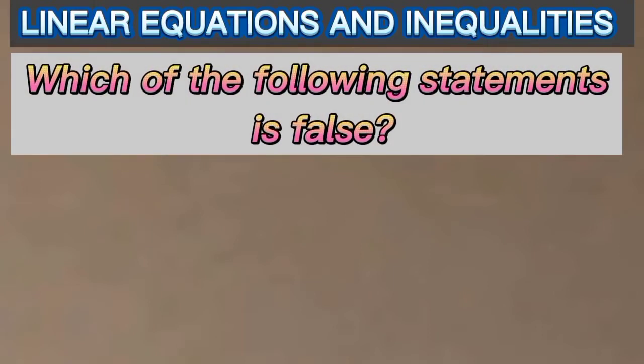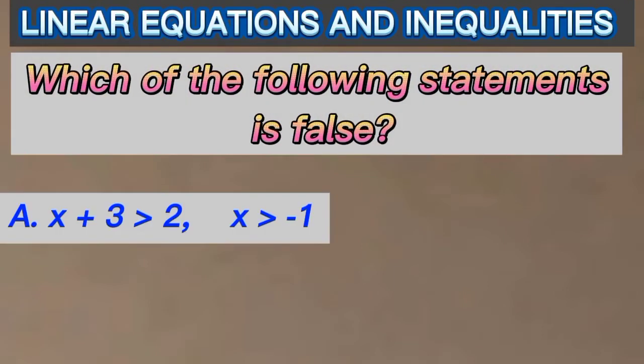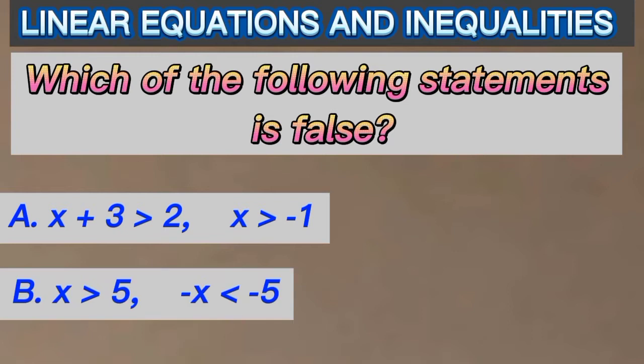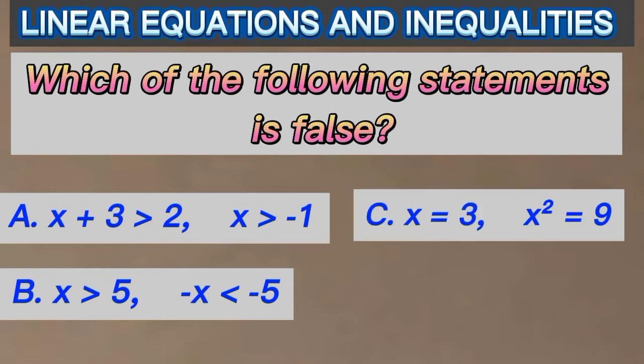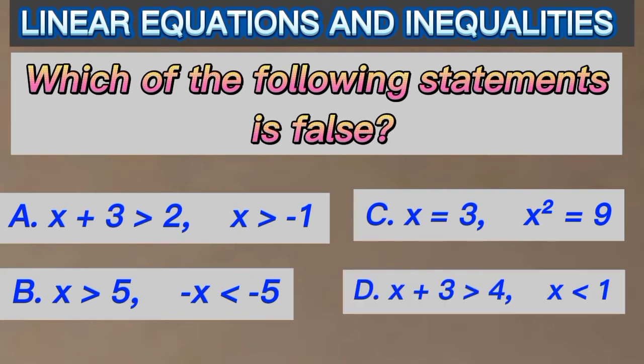Which of the following statements is false? A. x + 3 > 2, where x > -1. B. x > 5, where -x < -5. C. x = 3, where x² = 9. D. x + 3 > 4, where x < 1.